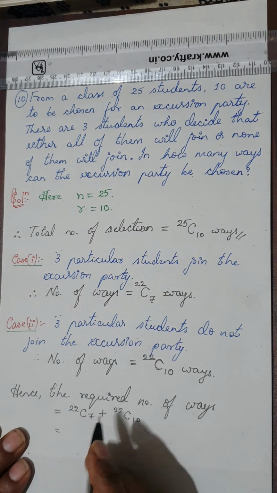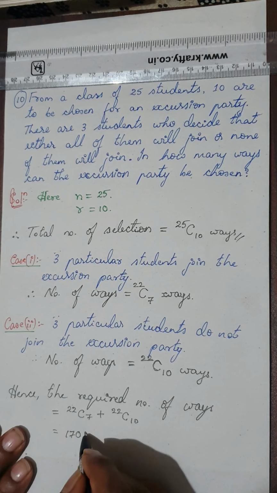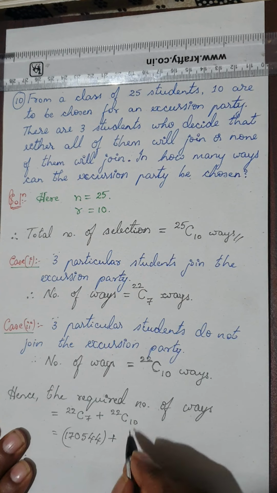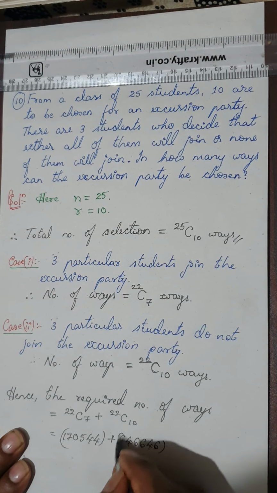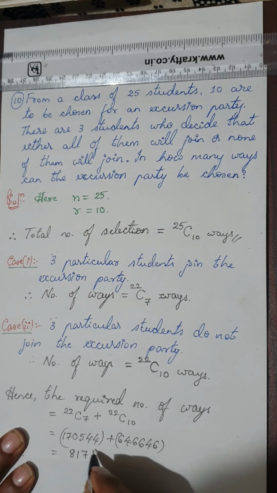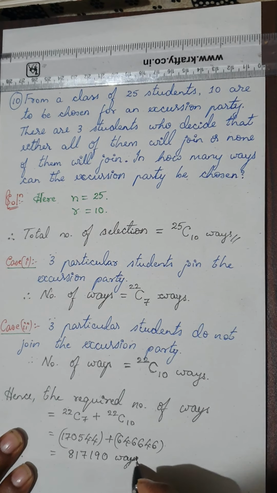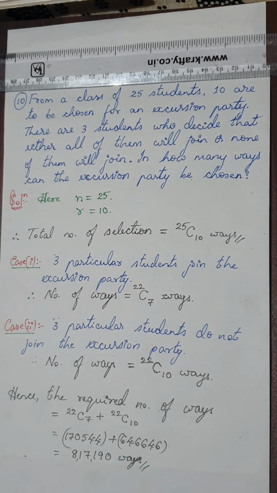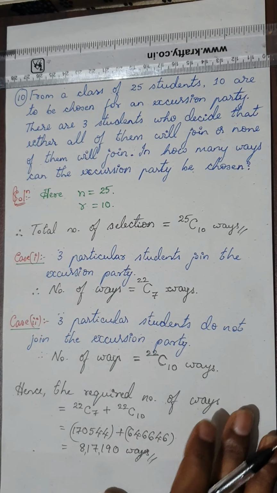So you can calculate this, it's up to you. I'll give you the final answer. 170,544 is the value of 22C7, plus 22C10 would be 646,646. This will add up to give you 817,190 ways. So the required number of ways would be this much, which is nothing but 8,17,190 ways. So this is about question number 10.